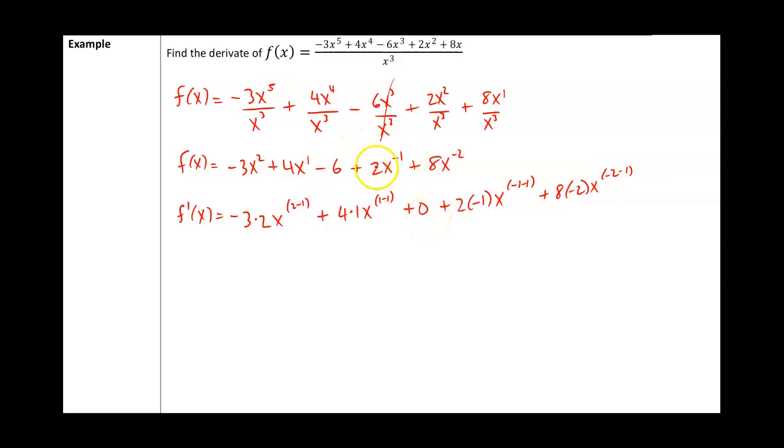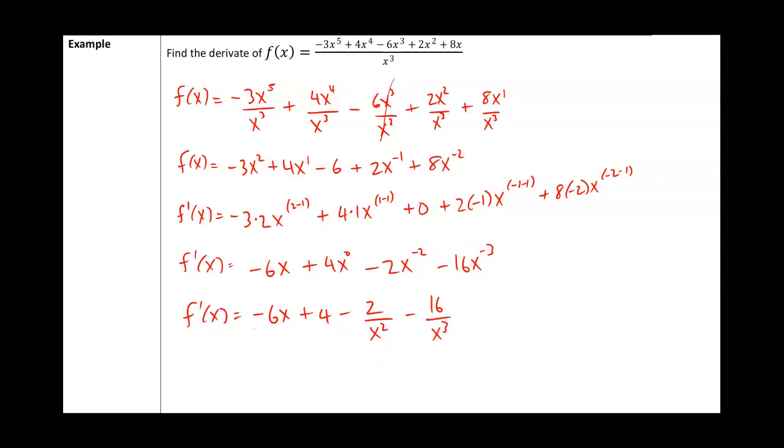Here we bring the negative 1 down, so we have 2 times negative 1, and subtract 1. Negative 2 comes down, we have 8 times negative 2, and we subtract 1. So if you simplify that, we get negative 6x, 4x to the 0 power, minus 2x to the negative second, and minus 16x to the negative third. If we write all the negative exponents using positive exponents, you have to move them to the denominator. So our final answer is negative 6x plus 4 minus 2 over x squared minus 16 over x cubed.